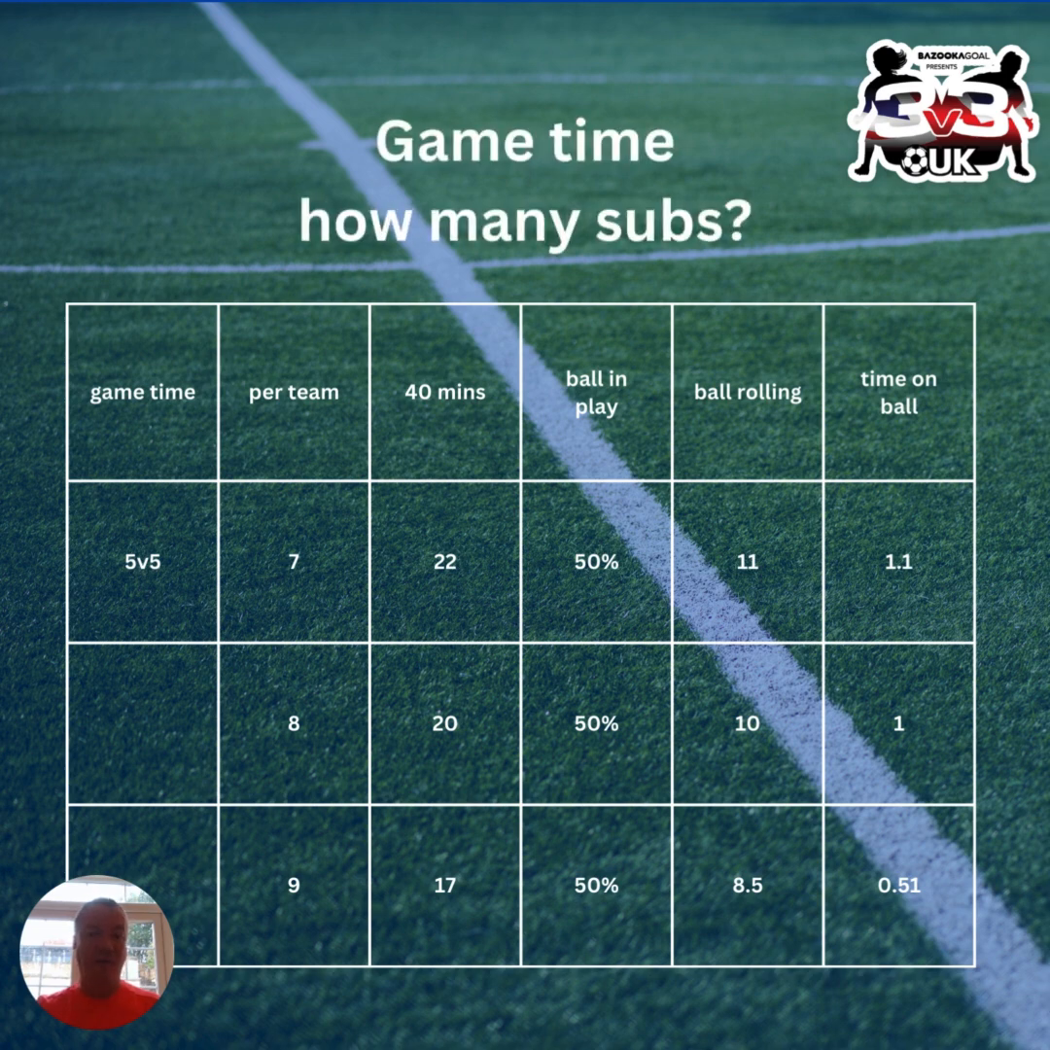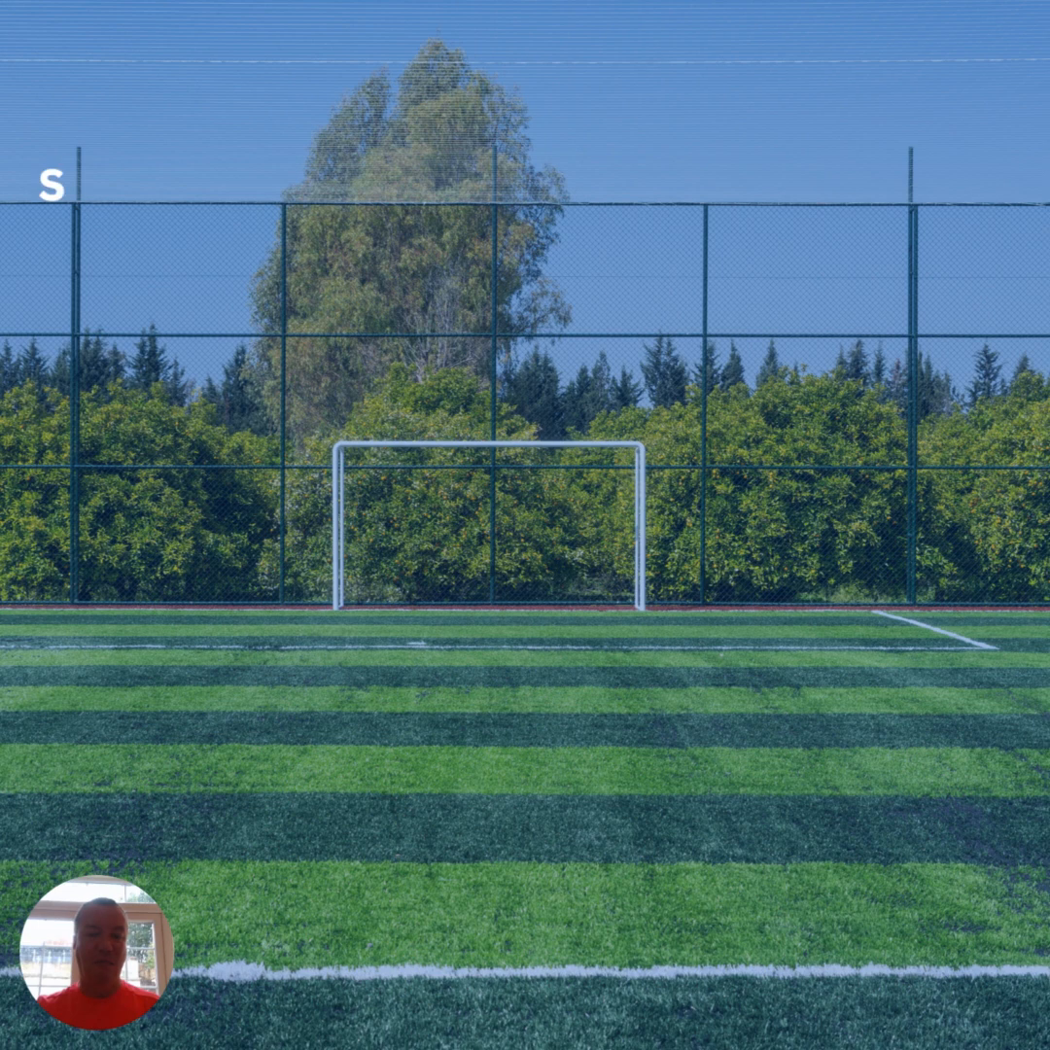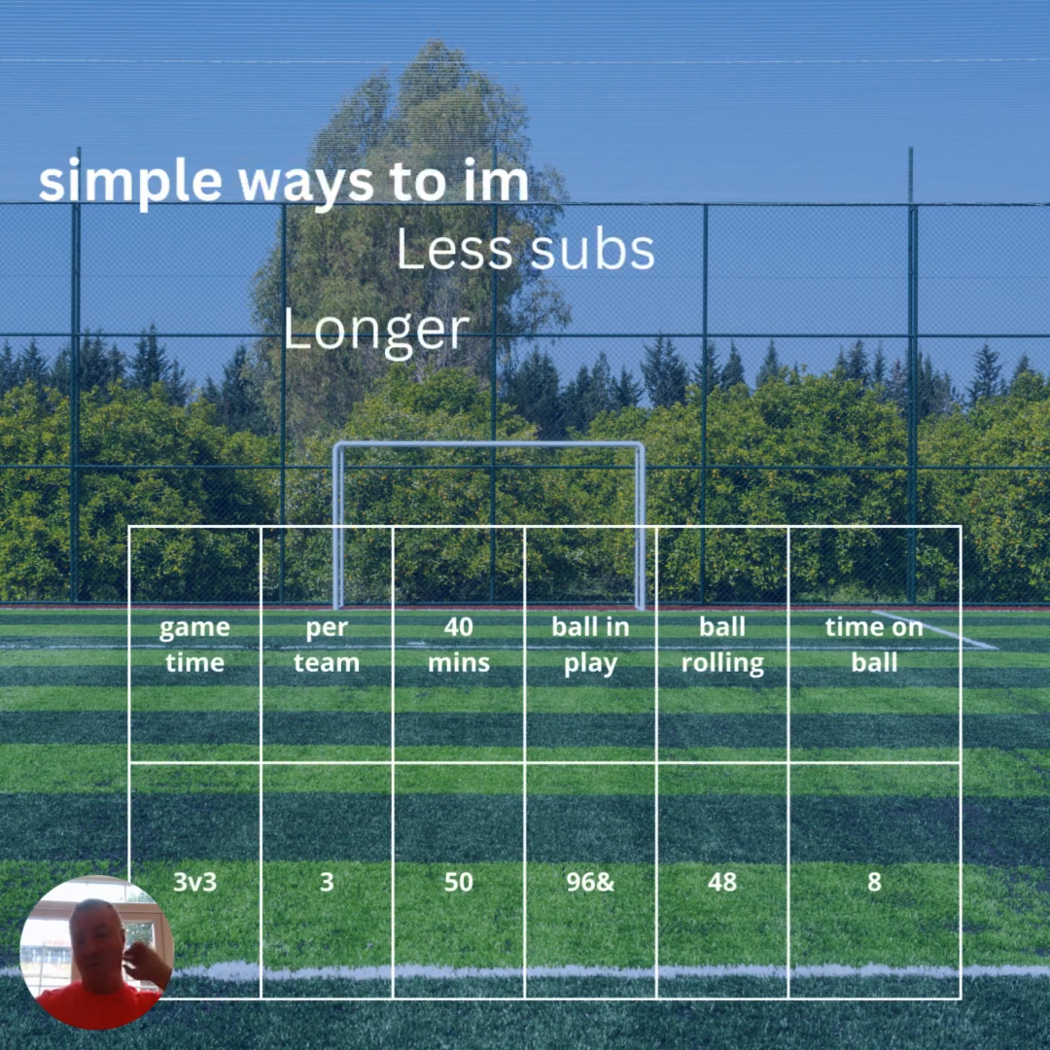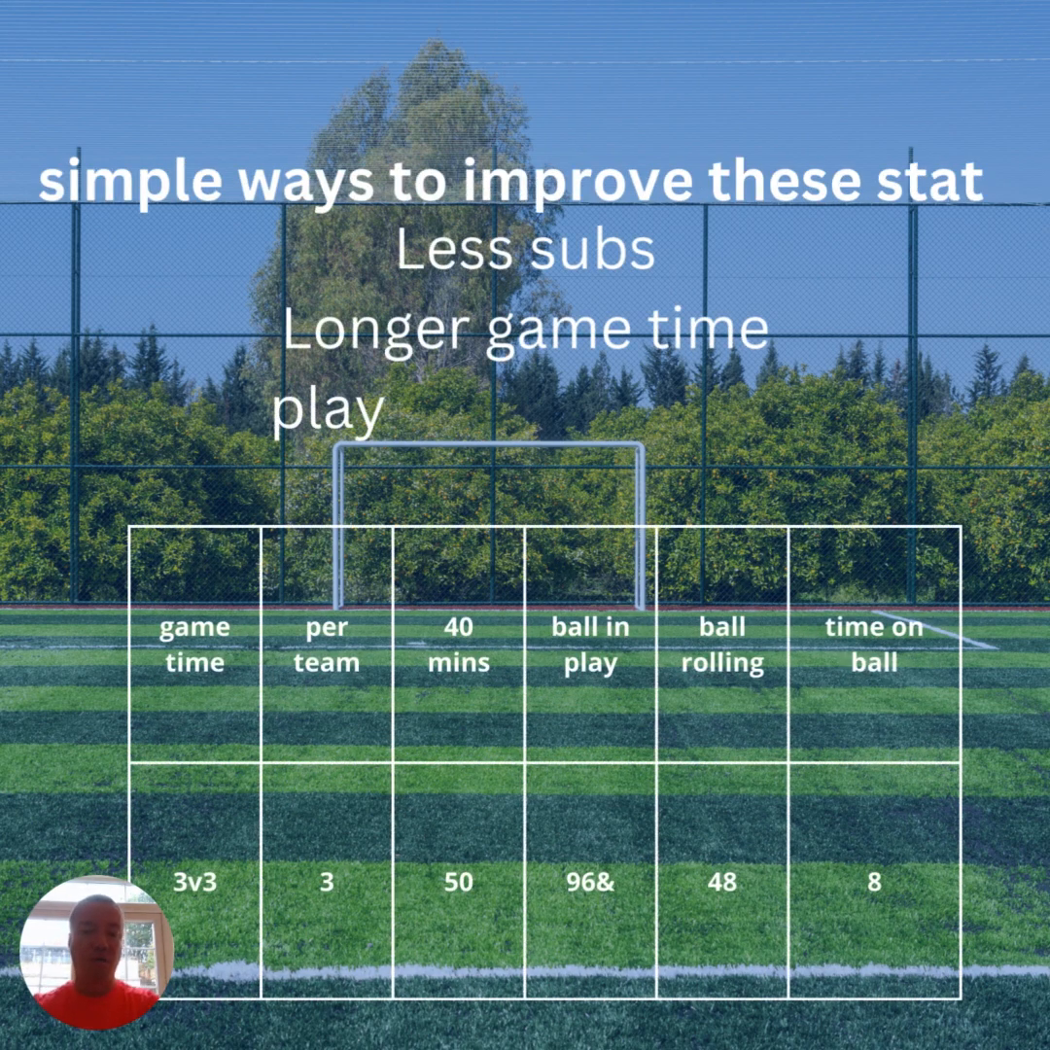8.5, 10, 11 minutes. So even at the best at 11 minutes, we're still over 4 times the ball rolling time, which then automatically increases how long your child is on the ball, and that then is 8 minutes. So 8 minutes compared to 1 or 1.1, which was the best on the other format, is just a massive difference.